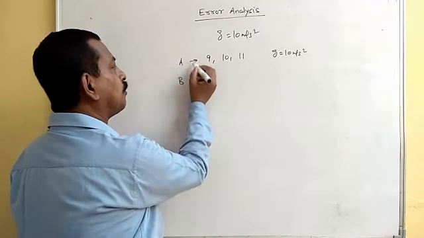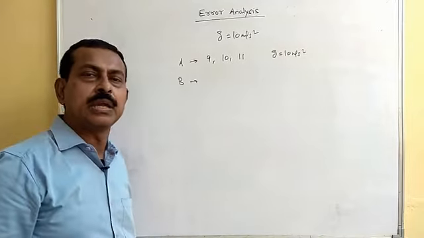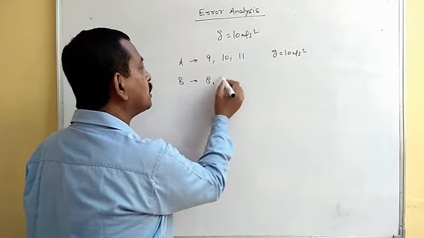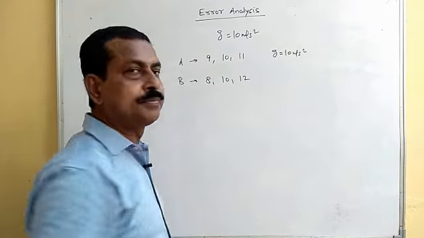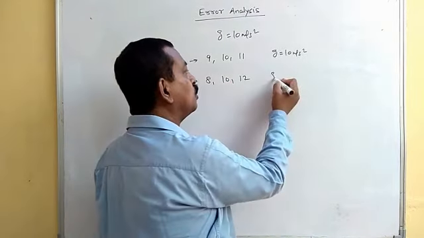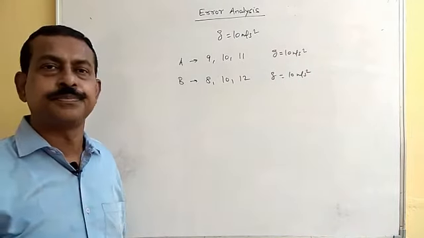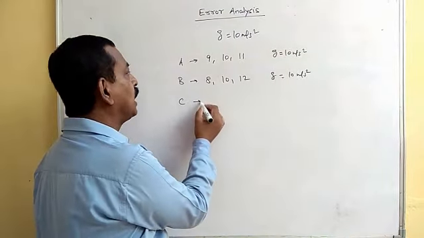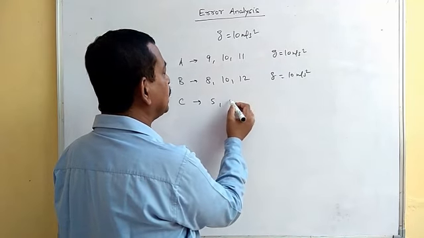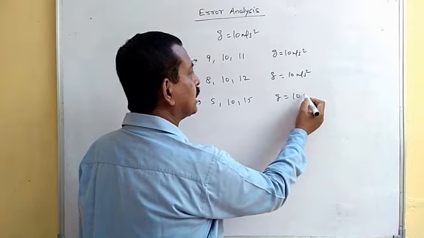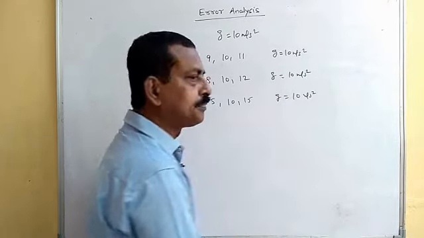B is another one. His results were 8, 10 and 12. So what will be the mean value? It is again 10 meter per second square. C is another one who got the values 5, 10 and 15. So g is again 10 meter per second square.